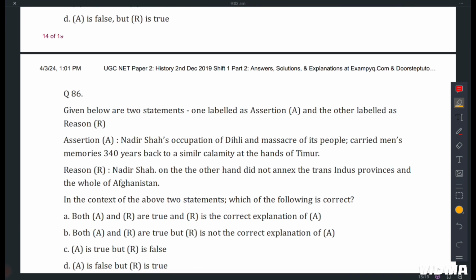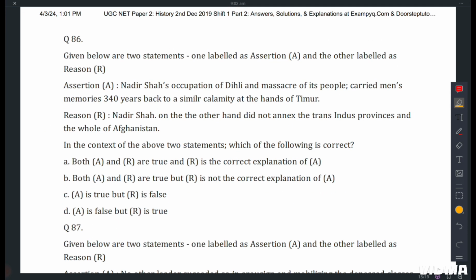चलिए, question number 86. Given below are 2 statements, assertion and reasoning again. Nadir Shah's occupation of Delhi and massacre of its people carried men's memories 340 years back to similar calamity at the hands of Timur. Nadir Shah, on the other hand, did not annex the Trans-Indus province and the whole of Afghanistan. So it is option C. A is true but R is false.